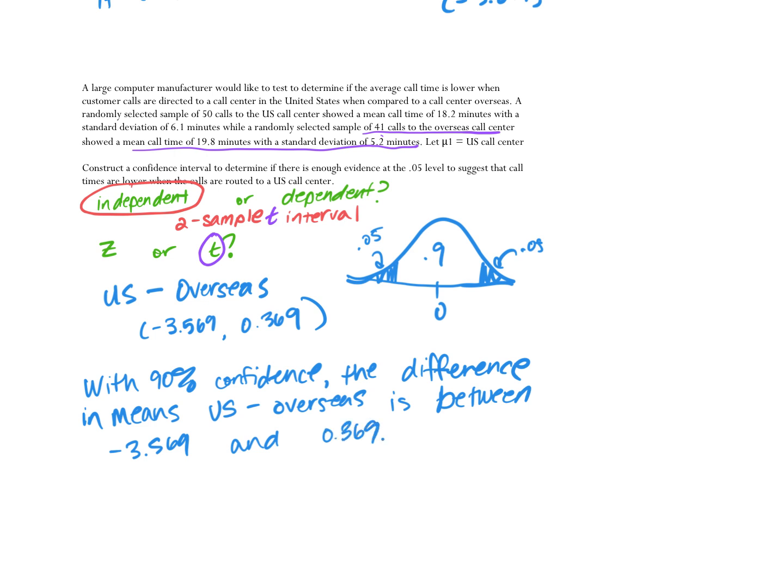So, based off of our interval, is there a difference between the calls being routed to the US versus overseas? What would happen if there wasn't a difference? What number is the difference if there isn't a difference? 0. Is 0 in the interval? Yeah. So can we say conclusively that there is a difference between the two populations? No, because 0 being in the interval means it's possible that there is no difference. Everybody good? All right.